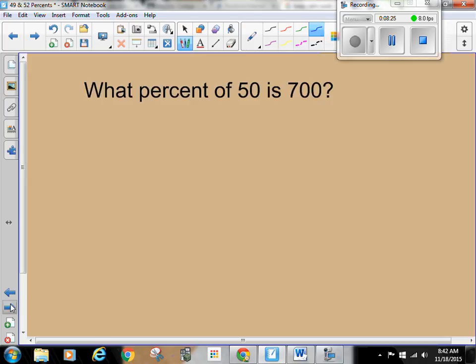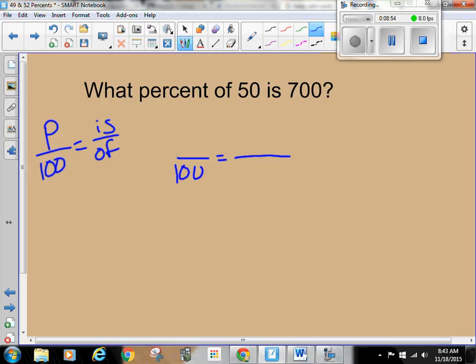All right. Okay. Go ahead. I want you to try this next one. What percent of 50 is 700? All right, so think about this when you're set up. Percent over 100 equals your is over of. Make sure you're plugging into the correct spot.